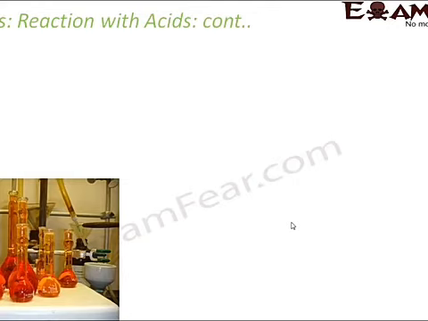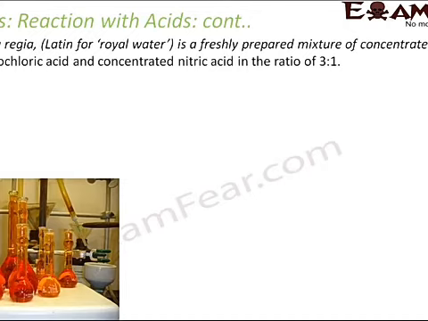So let us take examples of some other acids as well. The next acid that we will consider is aqua regia. This is a very interesting acid. Now this is actually a combination of two acids. This is a freshly prepared mixture of concentrated hydrochloric acid and concentrated nitric acid in the ratio 3:1. So that means 3/4 of it contains concentrated hydrochloric acid, that is HCl, and 1/4 of it contains nitric acid, that is HNO3.